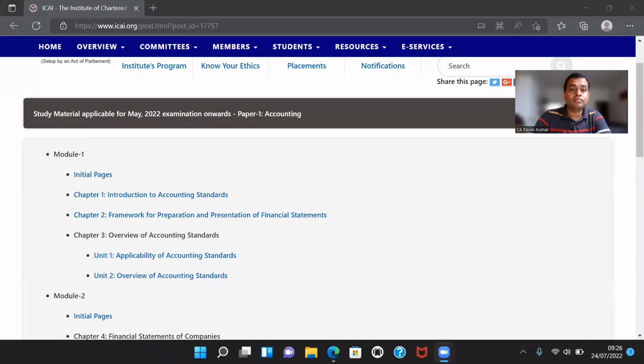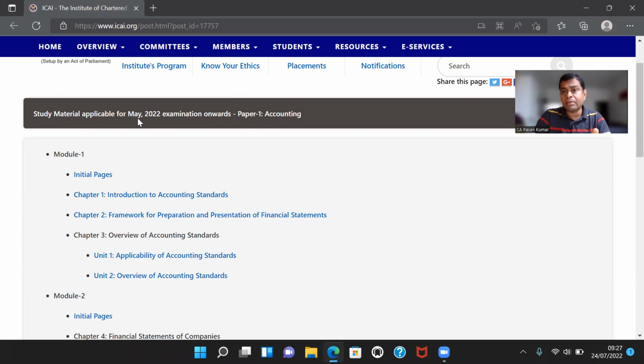So let me share my screen. Okay, so look at it. This is our beautiful ICAI website. And if you look at it, this board of studies, they have completely changed the user interface. I really liked it. So this is the new page. This is study material applicable for May 2022 examination onwards. That means today we are on 24th July 2022.